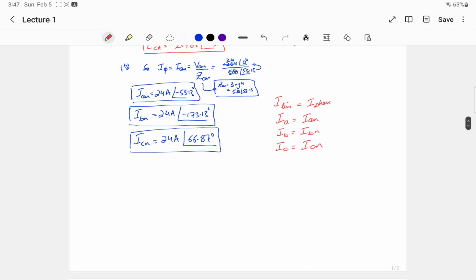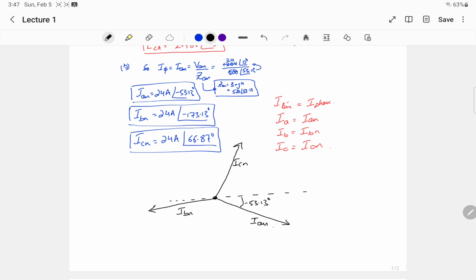Okay, so let's draw the phasor diagram. If this is our reference, where will be our IAN? You see this is our IAN at minus 53.13 degrees, and here almost will be our IBN, and where will be our ICN? It is almost here, ICN.